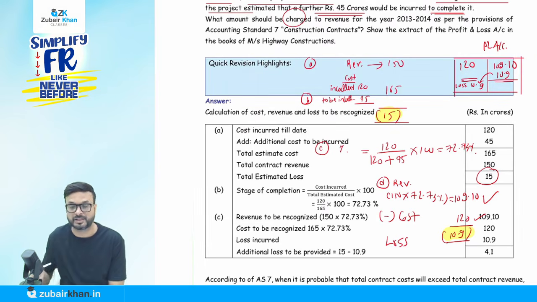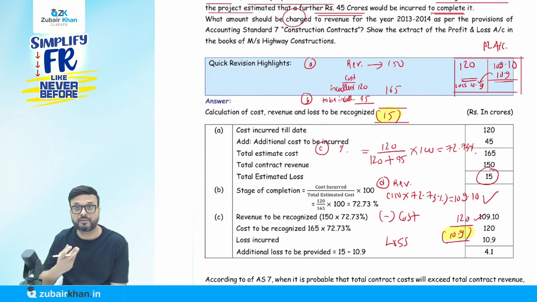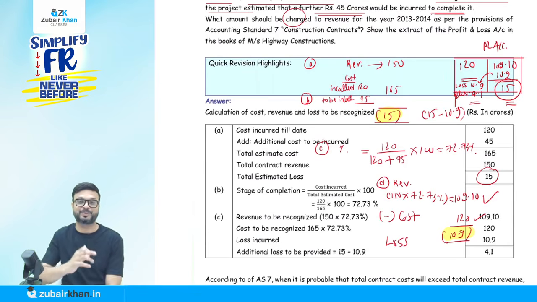Now please understand this point. The total loss I have to recognize is 15, so I have to create a provision. How much provision? Total loss is 15. We have already recognized 10.9, so we have to recognize the remaining 4.1 as a further loss in that year. So the total loss balance will come to 15. This is the loss for the current year, 10.9. The further loss we have to recognize, 4.1, is in the form of provision. This is how we prepare.